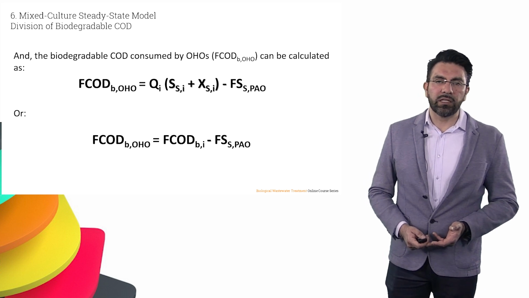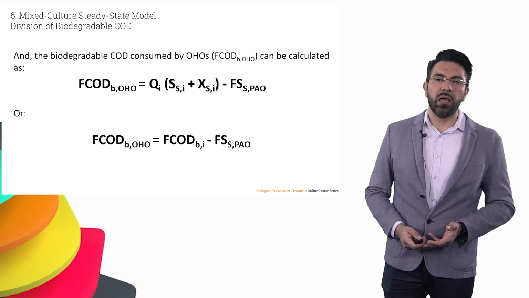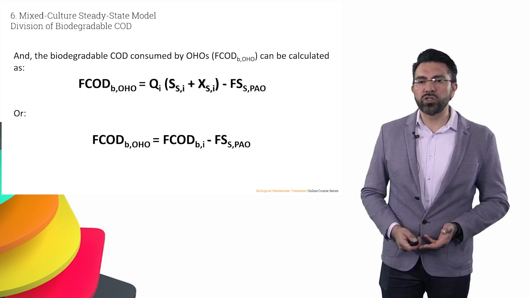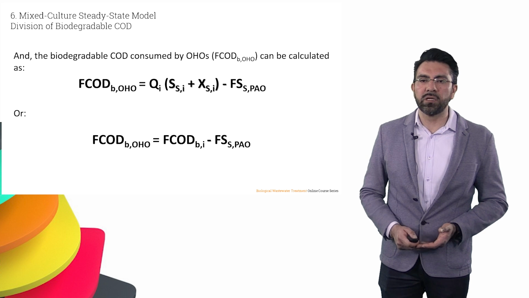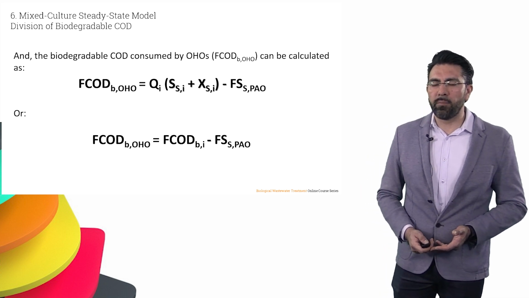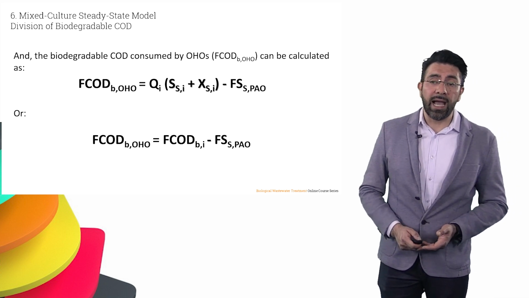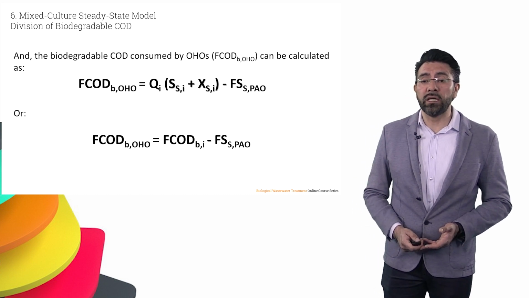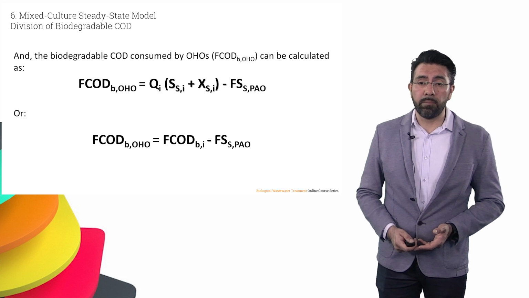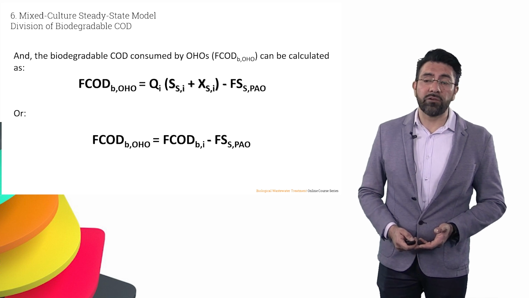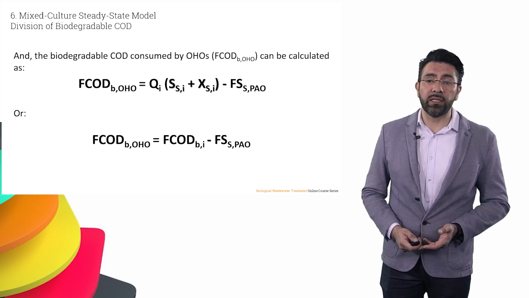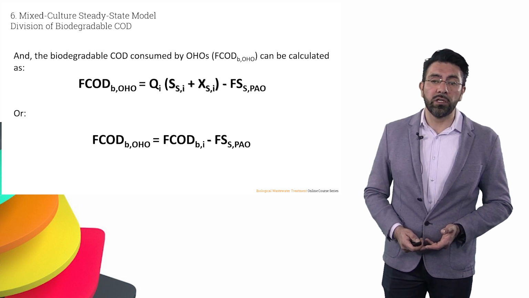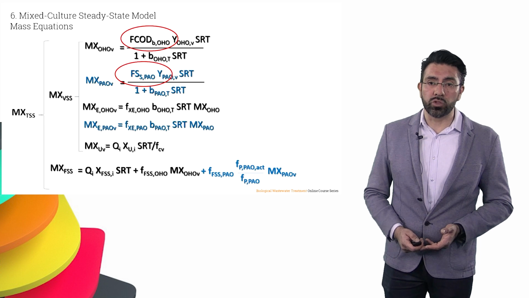So as such, the flux of biodegradable COD that the OHOs can consume will be proportional to the influent flow rate times the concentrations of the two biodegradable components, the soluble and the particulate, and subtracting the biodegradable COD stored by the PAOs. If we do this arrangement, then we have already the fluxes stored by the PAOs and the fluxes of COD consumed by the OHOs.